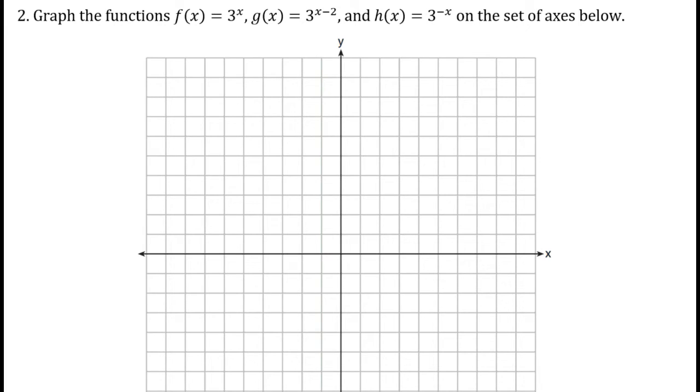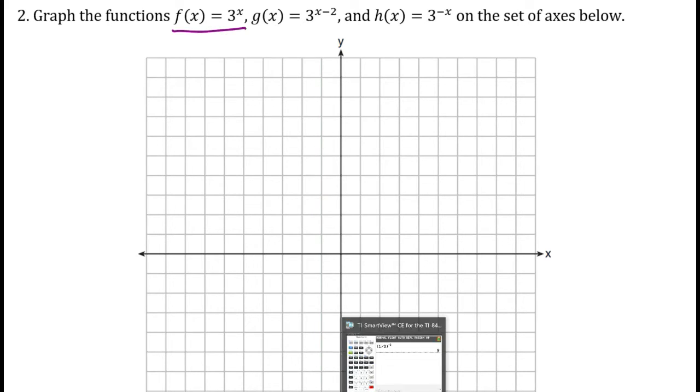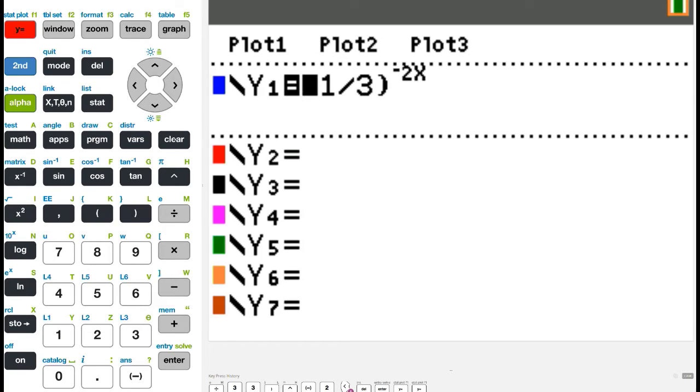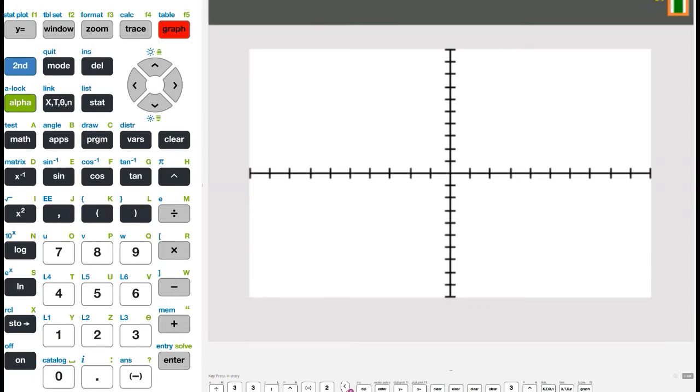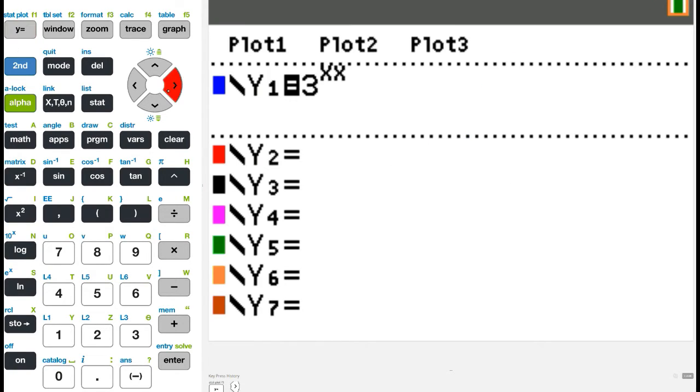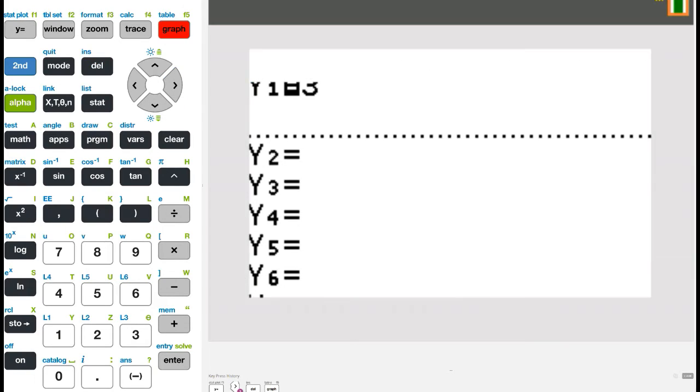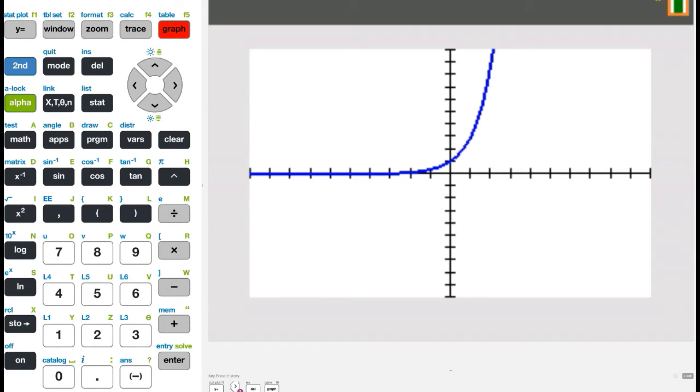Number 2, graph the functions f of x, g of x, and h of x on the set of axes below. So whenever I ask you to graph something, you need to go to your calculator. You go to your calculator, I'll go to mine. 3 raised to the x power. I look at a graph. I typed in 2 x's there, so don't look at this. 3 to the x power. We get that nice basic exponential function.